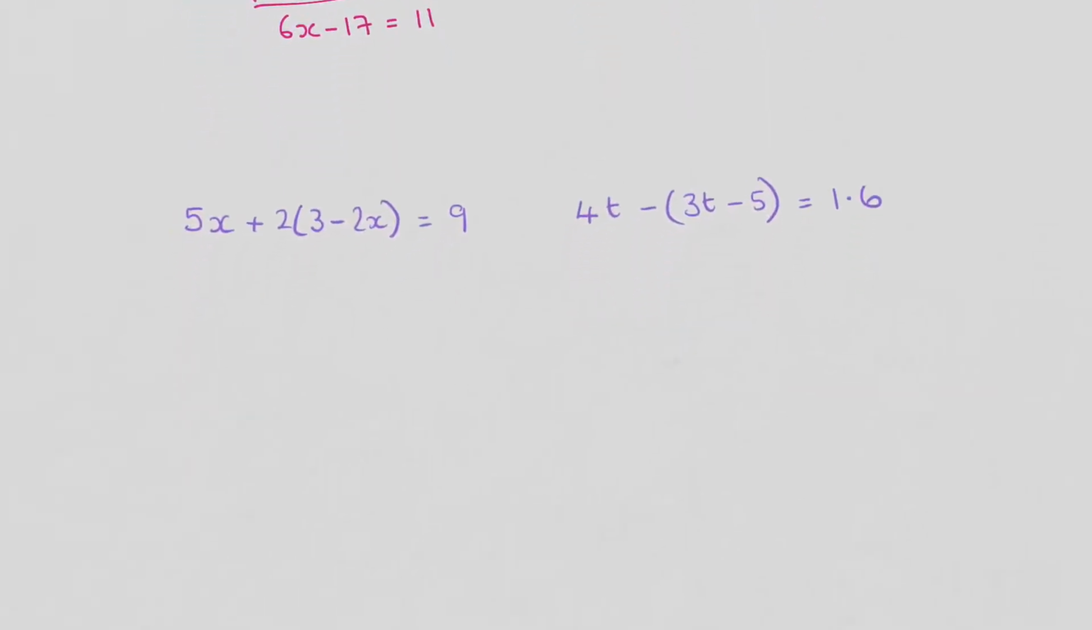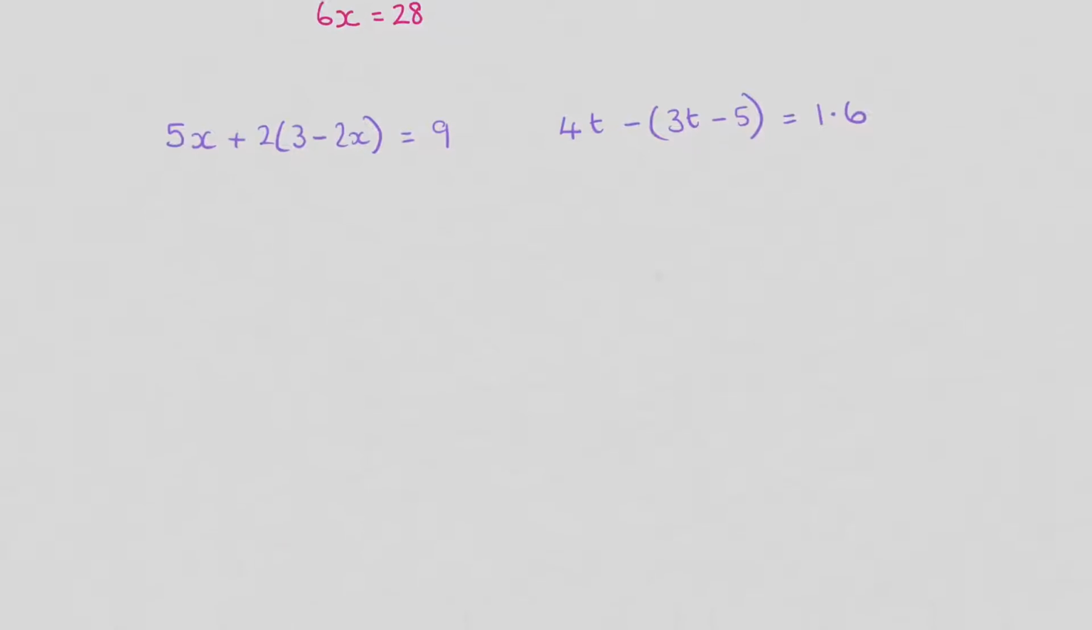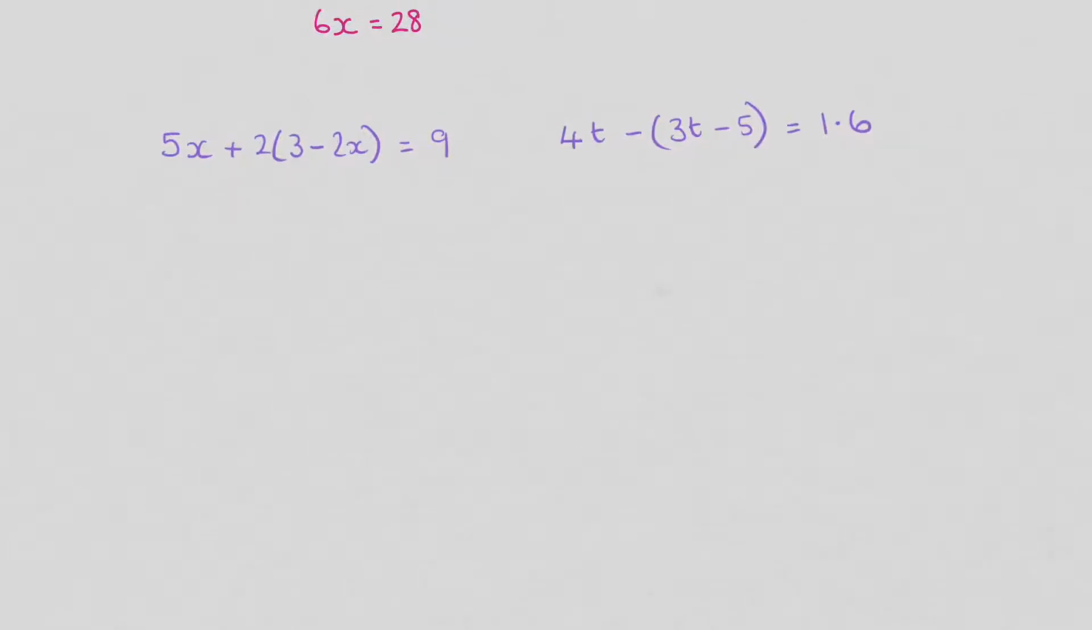So, like I say, just start with your new equation. So that's going to give us 6x equals 28. And that's our new equation. So now we divide both sides by 6. And that gives us x.